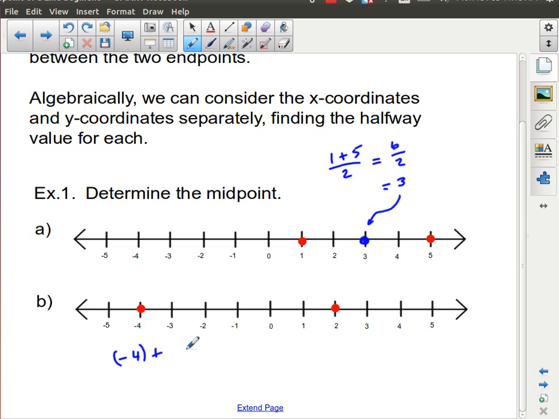and I add to that. And if you want to use brackets, especially if you're dealing with negative values, you might want to use brackets just to be on the safe side. And that is equal to -4 plus 2 is -2 divided by 2, and -2 divided by 2 is equal to -1, which is our midpoint right there. So that also works out, finding the halfway between.